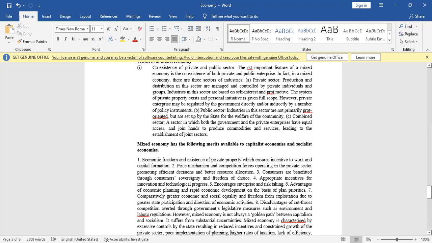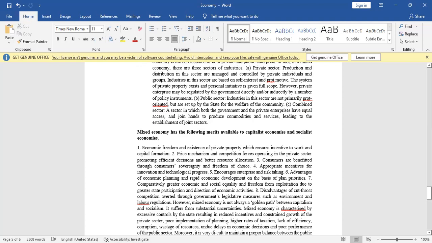So as a result, what will happen? A private individual cannot develop a law, isn't it? So private individuals face a continuity problem. And the most important thing is poor implementation, poor development of infrastructure, planning, taxation, lack of efficiency, corruption, wastage of resources, undue delay in economic decisions, and poor performance of the public sector. So all these are the perennial problems, continuous problems.